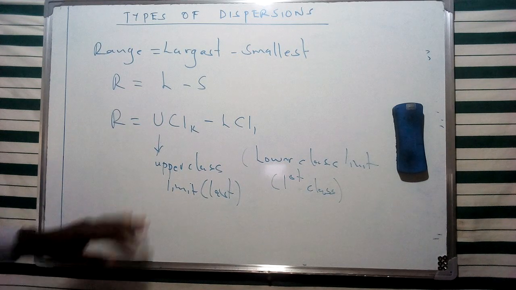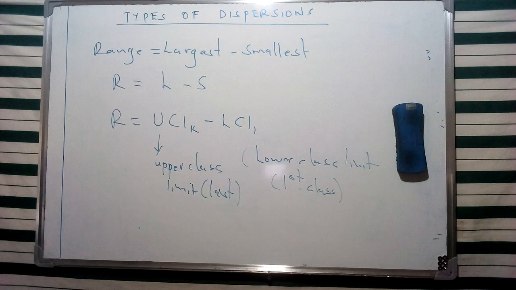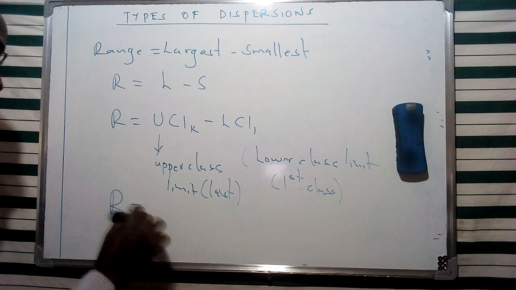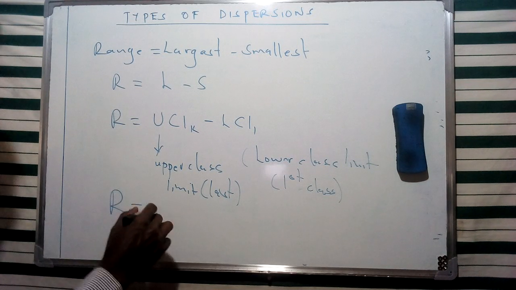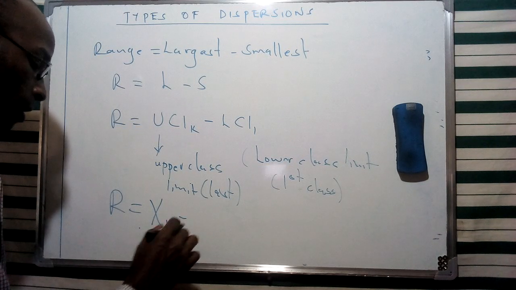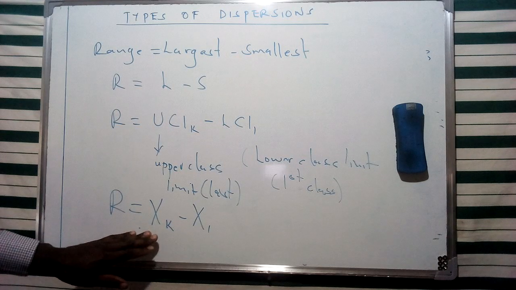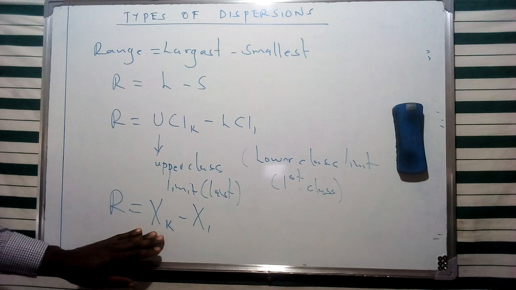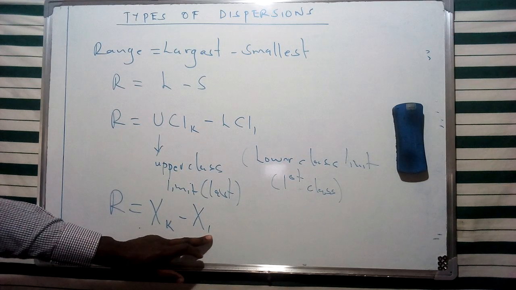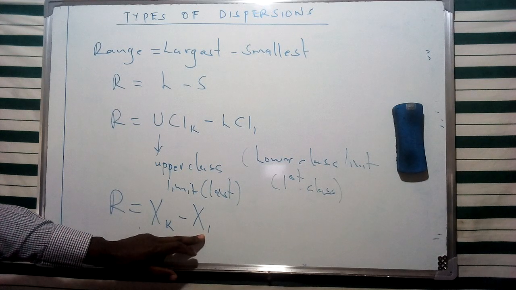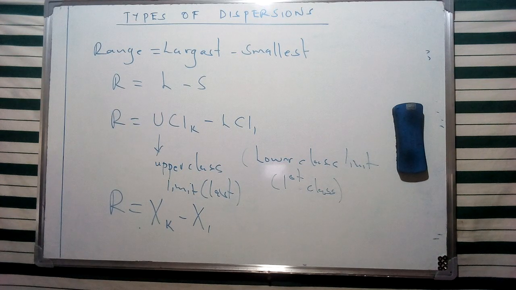Now for data which has been given in terms of a class mark, we can give the concept of range, as we said, in terms of the difference between x sub k minus x sub 1, whereby x sub k is the class mark of the last class and x sub 1 is the class mark of the first class.